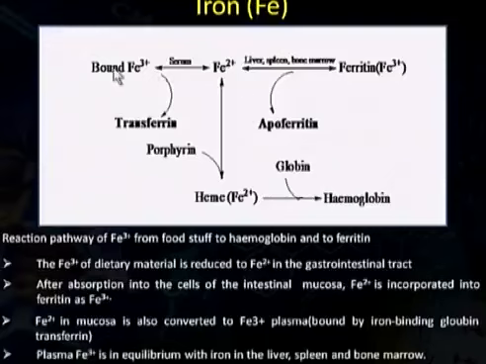Plasma Fe3+ is in equilibrium with iron in the liver, spleen and bone marrow. And this ferrous iron combines with the porphyrin to form heme, and this heme combines with the protein globin to form hemoglobin. Coming on to the second trace element, which is zinc.